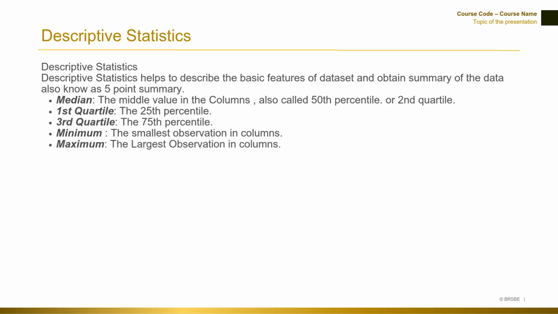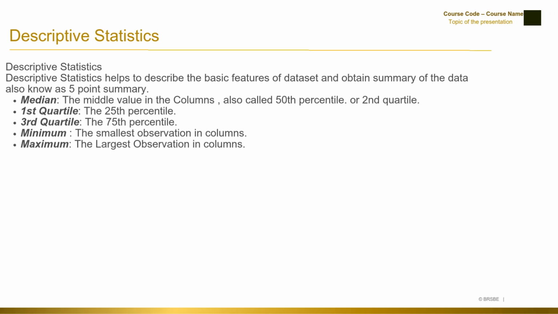Median is the middle value when the data is ordered, representing the 50th percentile or the second quartile. First quartile, 25th percentile, indicating that 25% of the data falls below this value. Third quartile, the 75th percentile, indicating that 75% of the data falls below this value. Minimum is the smallest observation in the column, and maximum is the largest observation in the column.